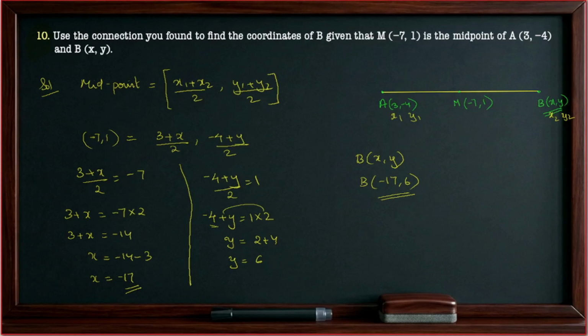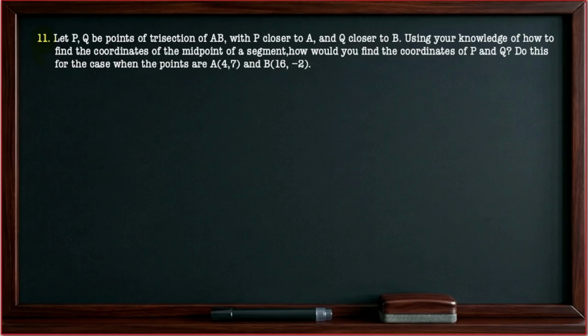Now let us move on to the next question. Question number 11. Let P and Q be the points of trisection of AB, with P closer to A and Q closer to B. So what does this mean? So this is the line segment.